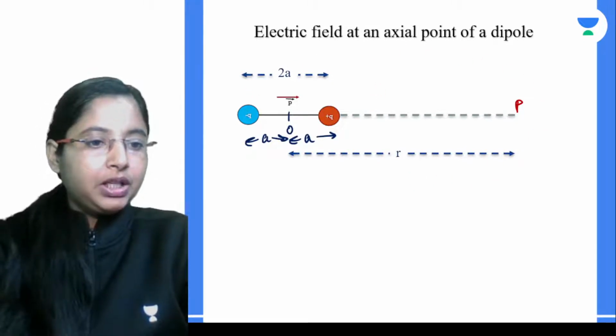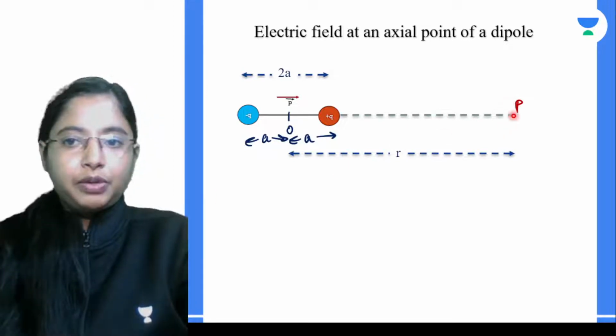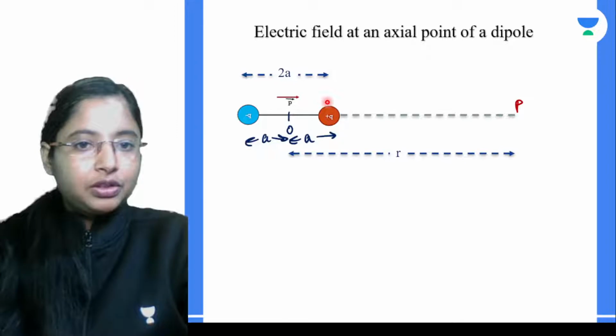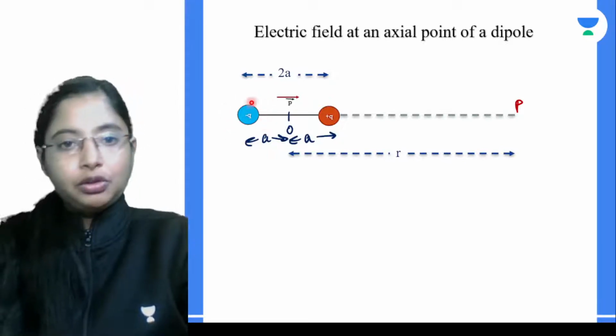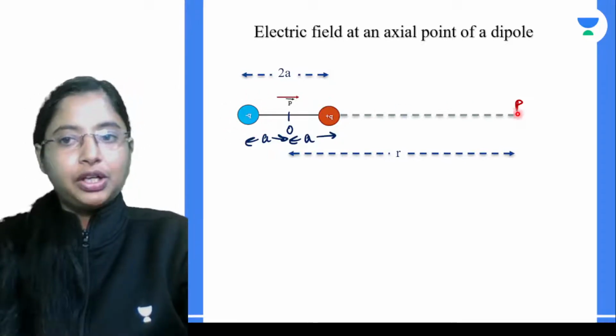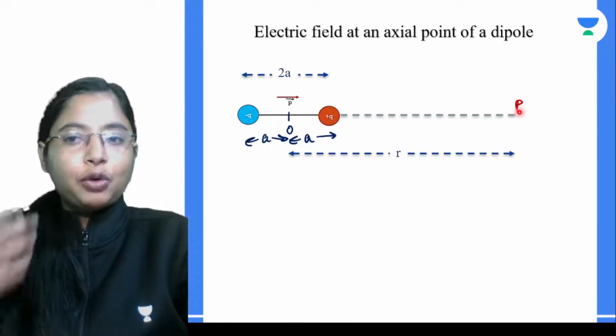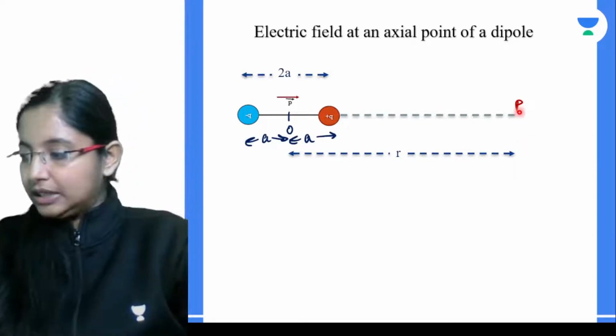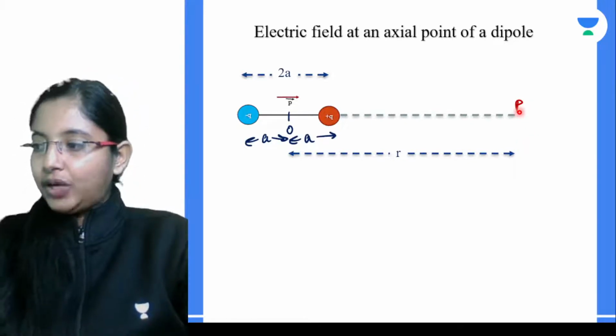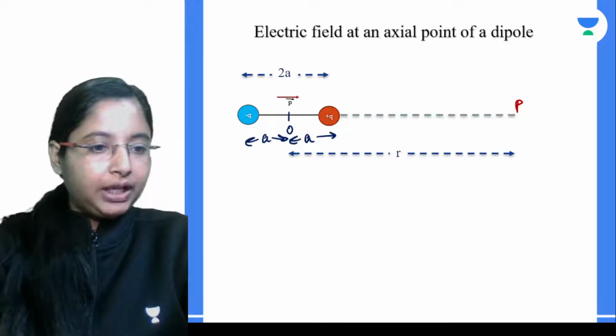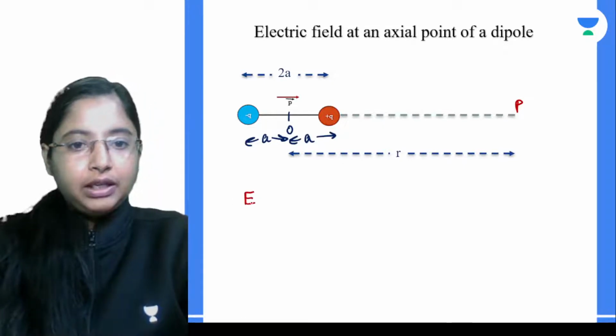Now when we try to find the electric field at this point P, it is because of this positive charge and also the electric field because of the negative charge, right? And at this point, we have to add the electric fields due to these two charges. So first, let's see what the electric field is due to the positive charge.